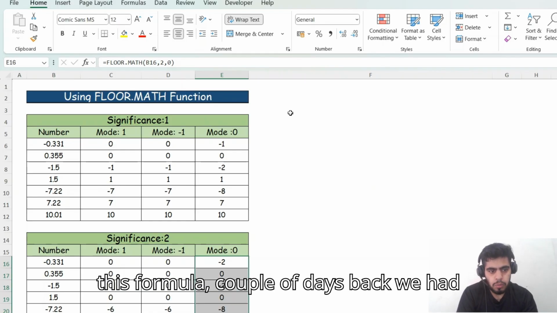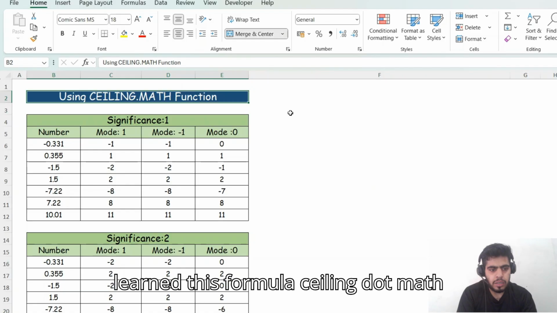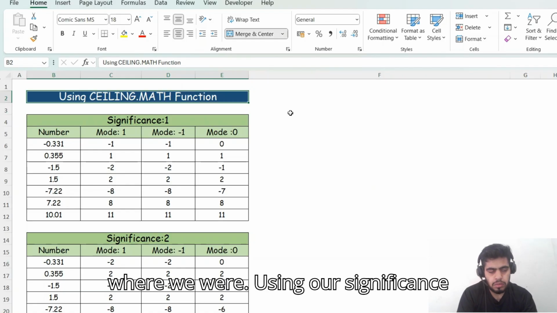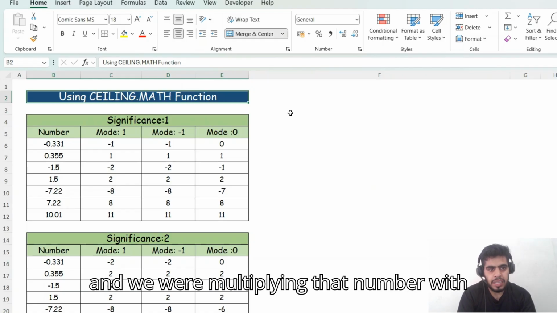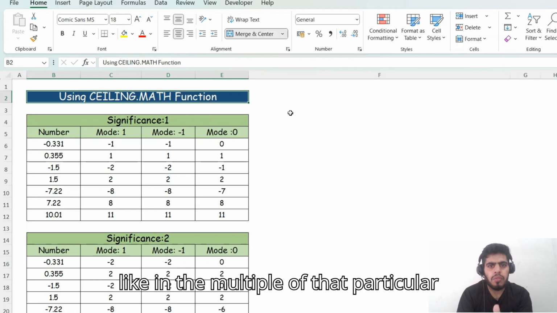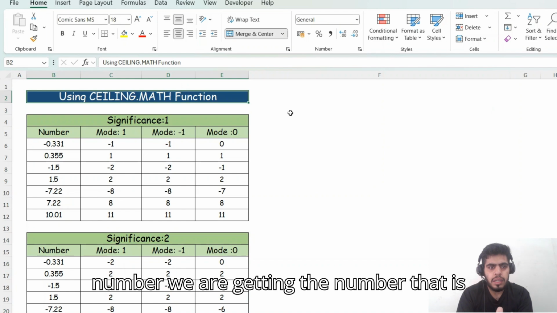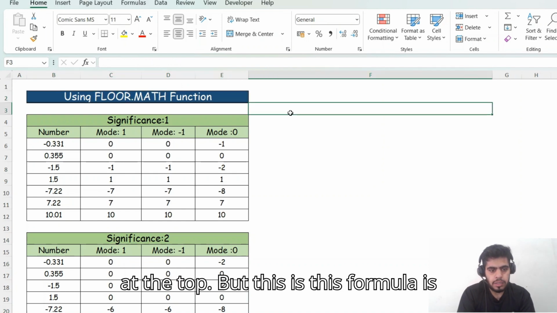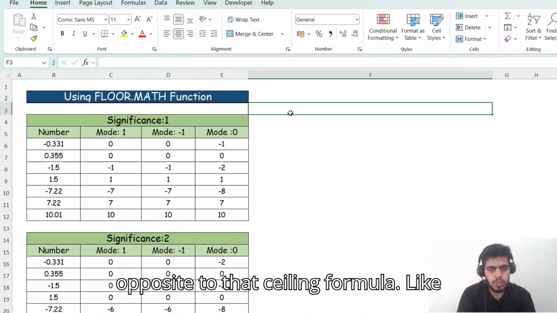Before going further to this formula, a couple of days back we had learned the formula CEILING.MATH, where we were using significance and multiplying that number with that significance, or I would say in the multiple of that particular number we are getting the number that is at the top. But this formula is opposite to that ceiling formula.